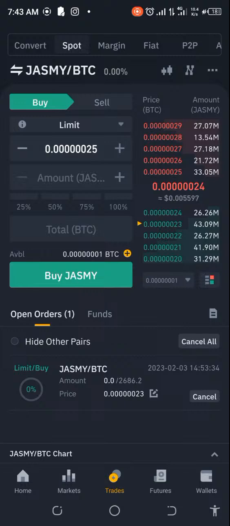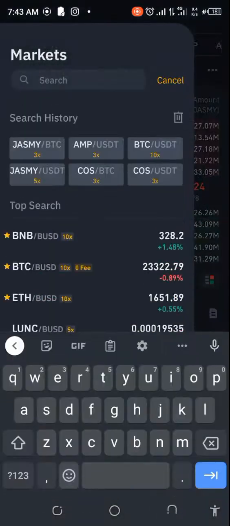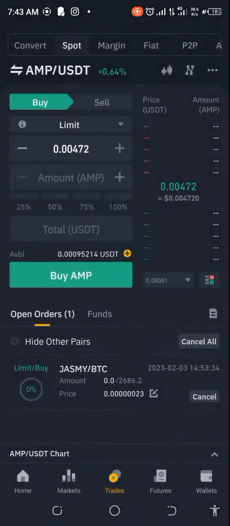So what I have done, what I'm looking at right now, is to cancel this particular trade and then go ahead and try to buy AMP with BTC.